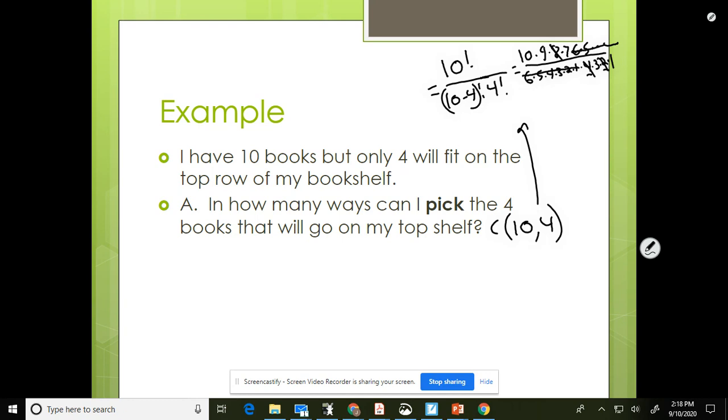The 3 can kind of reduce here with the 9. Divide both by 3, that takes that down to a 3. So then all I have left is 10 times 3 times 7. So 10 times 21, 210. So there's 210 ways I can pick books that will go on this top shelf.